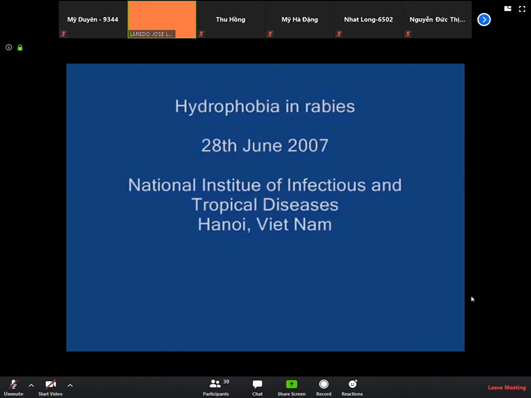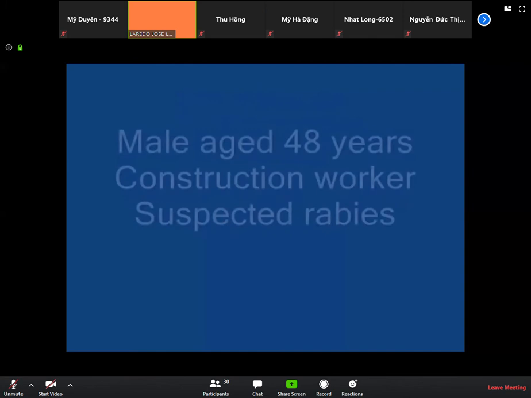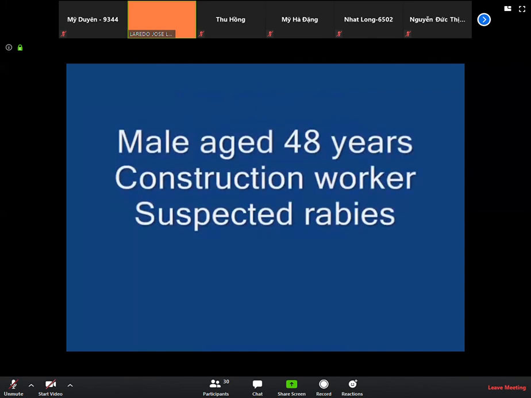So look, Vietnamese patient from Hanoi with rabies, encephalitic rabies. So this is a male patient, 48 years old, construction worker with rabies.